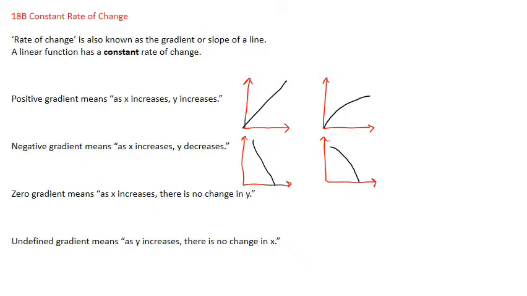A zero gradient means that as x increases, there is no change in y. So that would be, is it horizontal or vertical? Horizontal, yeah. A line like that.